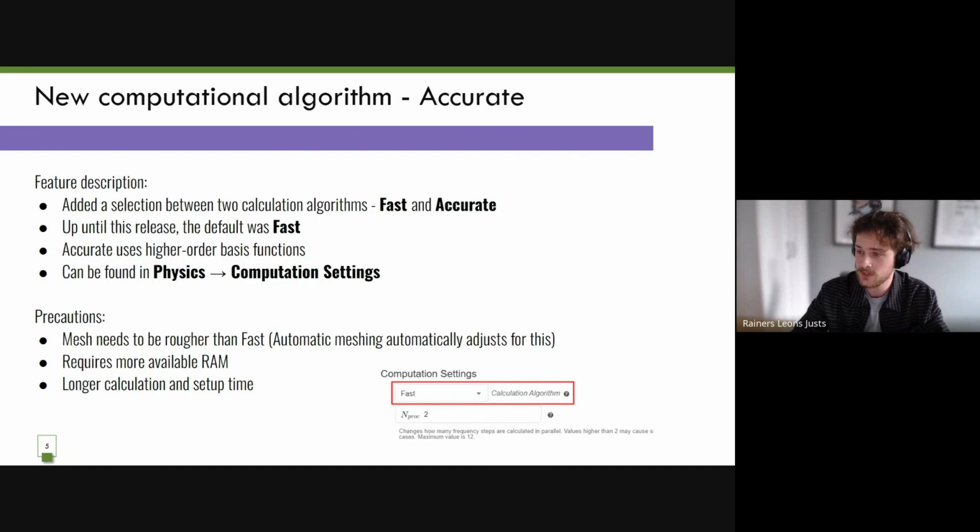It is the default setting in this case because there are a few things that you also have to take into account for the accurate algorithm, which is that it does require a lot more RAM. The mesh needs to be rougher than for the fast algorithm, as the same mesh size will calculate for a longer time with the accurate algorithm. And it may seem that the calculation is stuck, but I assure you that it's just taking a lot more time to define the calculation in the background. And that's actually it for the presentation.